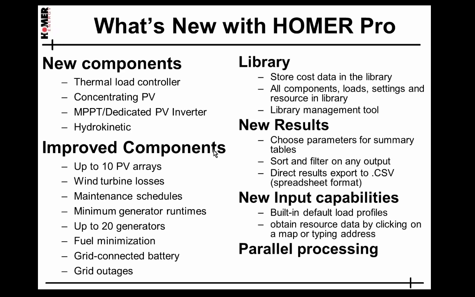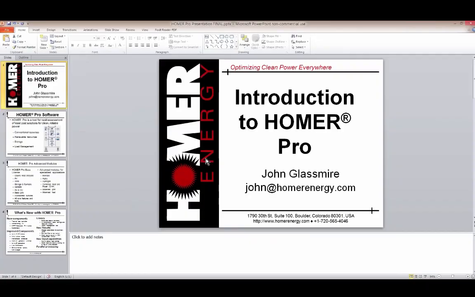Whereas HOMER 2 only provided libraries for all components, we also now do components, loads, and resources. And we're working with manufacturers to fill out the library with as many makes and models as possible. HOMER Pro also features new results, outputs, new data input tools, has parallel processing for rapid analysis, and enables you to develop models more quickly, in many cases up to 3 times faster. So with that brief introduction via slideshow, I'll switch over to the HOMER software itself.